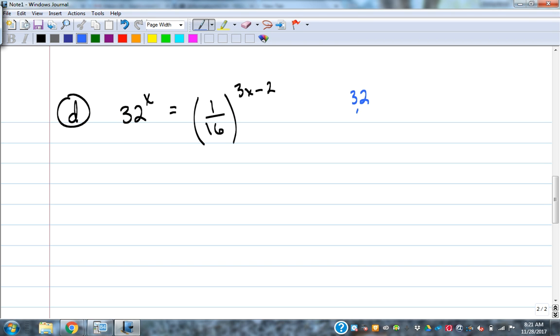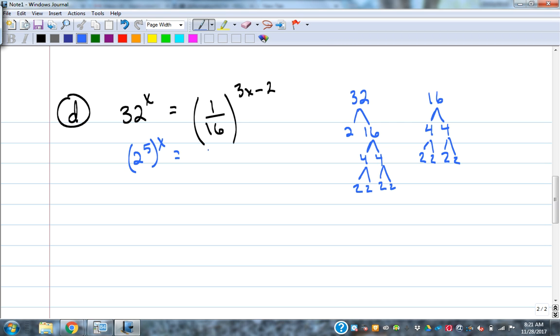How many 2's are in a 32? 5 of them, right? 4 and 4. So that's really 2 to the 5th power. And then 16, 4 and 4, 2 and 2. It's 2 to the 4th power, but it's a -4 because it's 1/16. 2 to the -4, 3x minus 2.